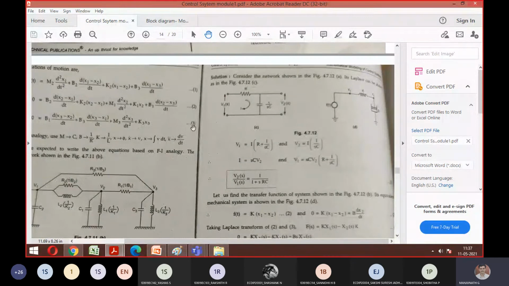Look at here. What has happened now? We have considered V of S, right? The capacitor has become 1 divided by S C. Then, as I told, only for x1 a force is there, between x1 and x2 K is there, and only for x2 is the dashpot. These two are analogous systems we are supposed to prove.